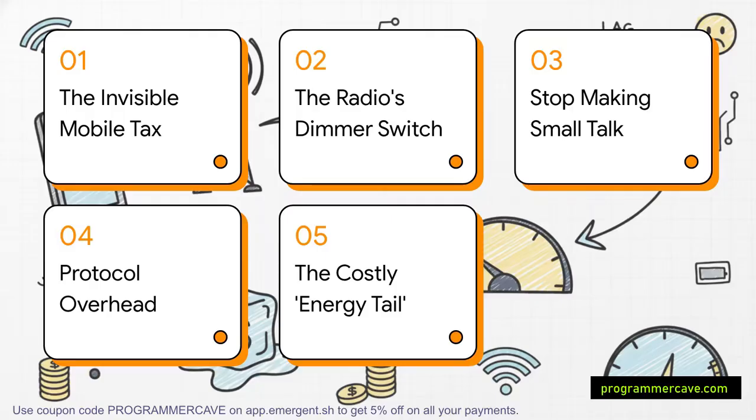We'll start with what I call the invisible mobile tax. Then we'll dive into the radio's dimmer switch. We'll talk about why your app needs to stop making small talk with your server, cover the price you pay for just basic protocol overhead, and finally, we'll look at the sneaky and costly energy tail that drains power when your app is doing absolutely nothing.